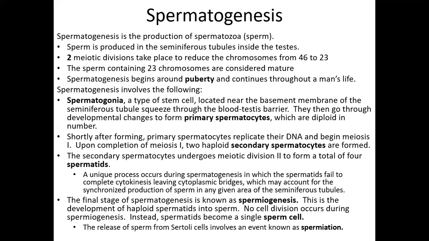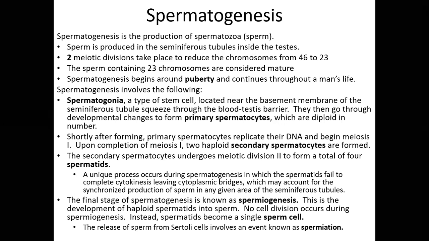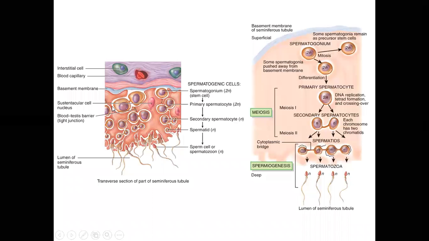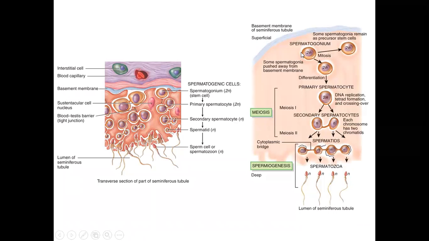It begins with cells called spermatogonia, the plural form of spermatogonium. Spermatogonia are located near the basement membrane of the seminiferous tubules and squeeze through the blood-testis barrier that I just mentioned. They then go through developmental changes, becoming primary spermatocytes. Both spermatogonia and these primary spermatocytes are diploid in number, meaning they are abbreviated here with 2N, or we could say they contain 46 chromosomes.